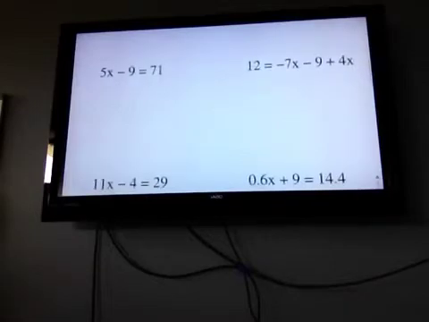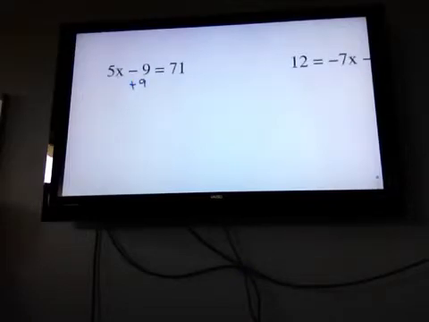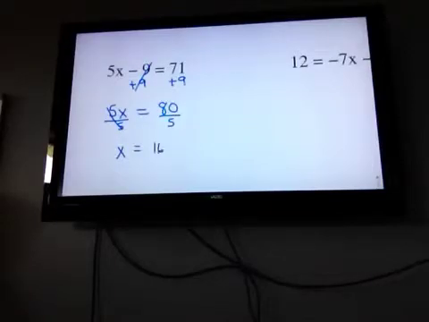Okay, some multi-step questions here. Here I have an x term with a constant equal to 71. So first job is to get the x term alone. That means move the constant term, the number without the x. So to get rid of minus 9, I'm going to add 9. So 5x, 9's cancel, equals 71 plus 9 equals 80. Divide by 5. x equals 80 divided by 5 is 16.